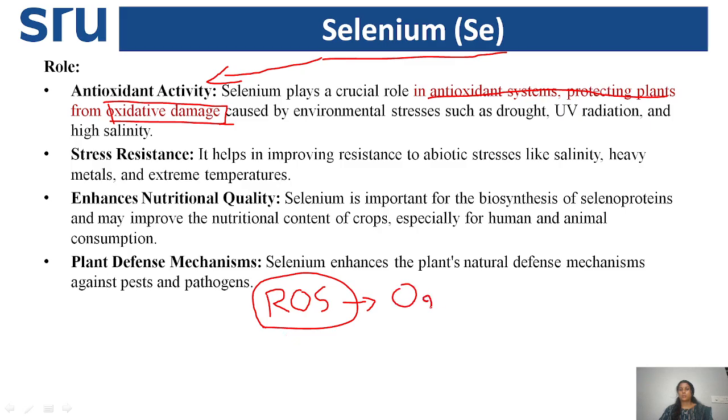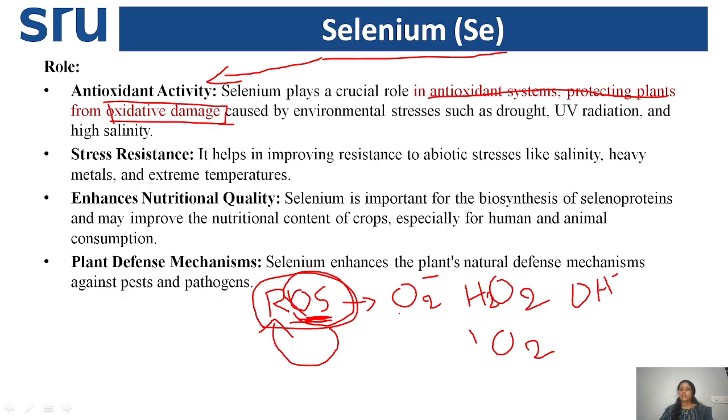For example, superoxide, H2O2 (hydrogen peroxide), hydroxyl ion, and singlet oxygen. So these all act as reactive oxygen species. These are oxygen species but highly reactive. Why is it highly reactive? Oxygen needs two electrons to stabilize itself. A lack of electrons or an excess of electrons directly affects the stability of the oxygen.